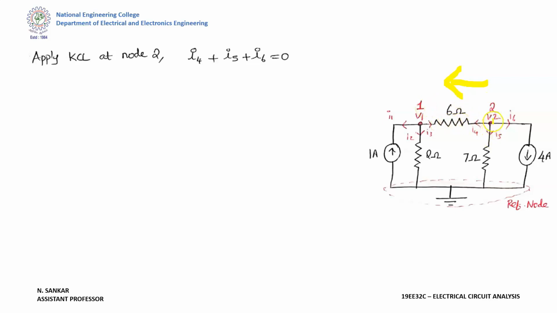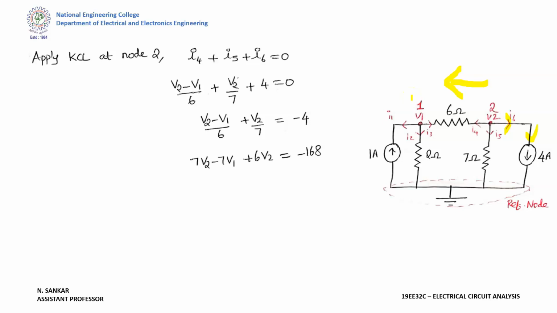For I5 it is V2 minus 0 divided by 7, that is V2 by 7, and here both the direction is same for 4 ampere and I6. So I6 equal to 4. Just simplify using LCM and find the equation. The equation will be minus 7V1 plus 13V2 is equal to minus 168. So this is equation 2, which we just calculated using nodal analysis in node 2.